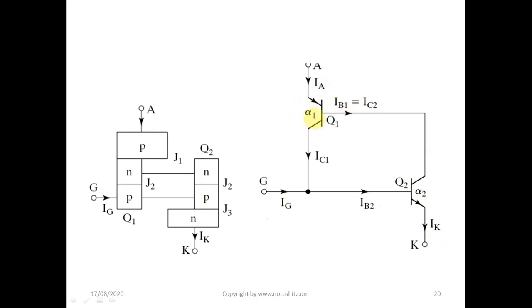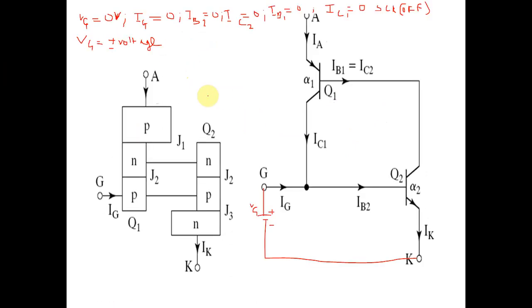Alpha 1 is nothing but, you already know the alpha, beta and gamma concept. Alpha is related to the common base configuration. Alpha is the current gain. So the basic operation of this transistor is that when Vg is equal to 0, remember it, this is the Vg. Vg is nothing but gate voltage. The positive terminal of the gate voltage is applied to the gate and the negative terminal is applied to the cathode.